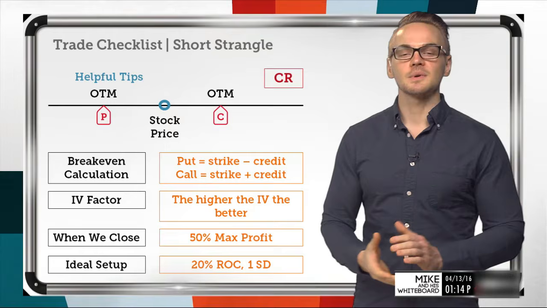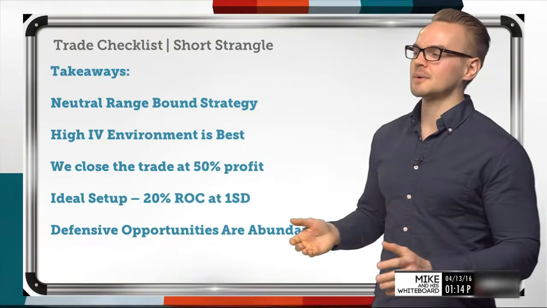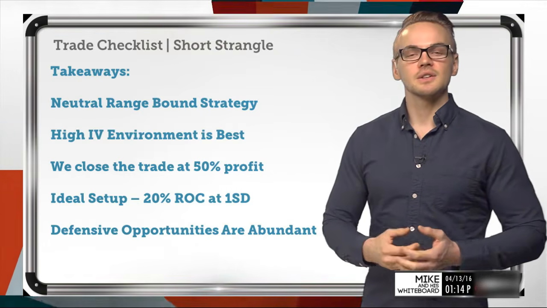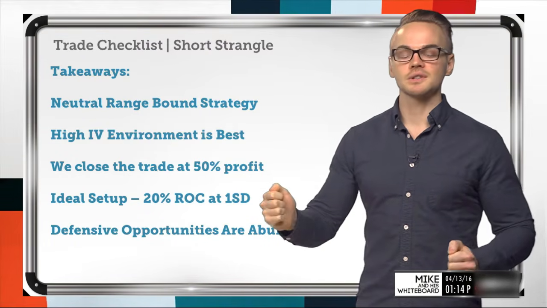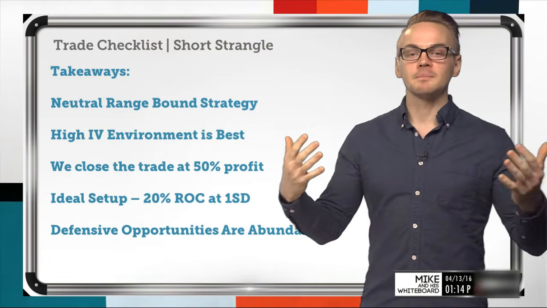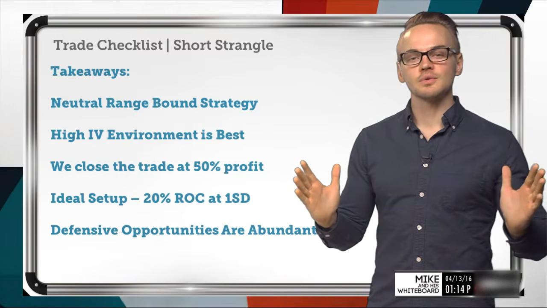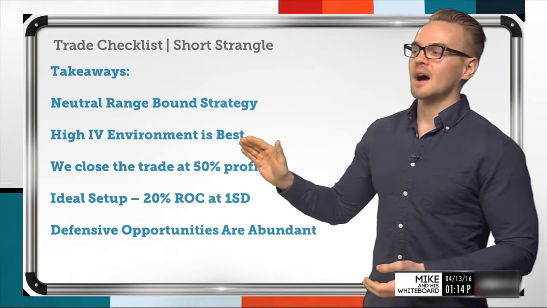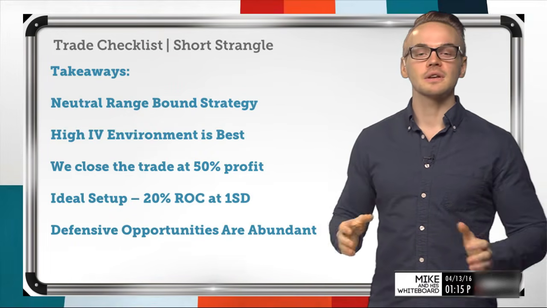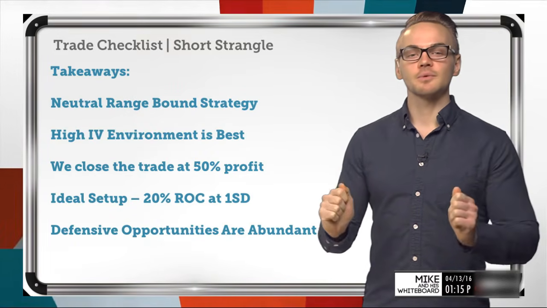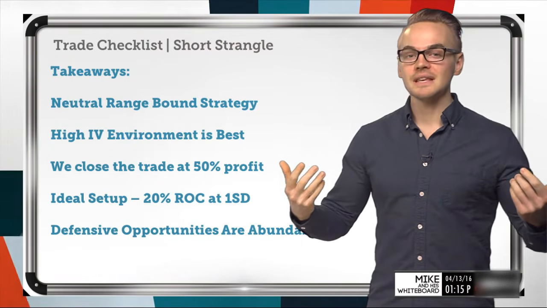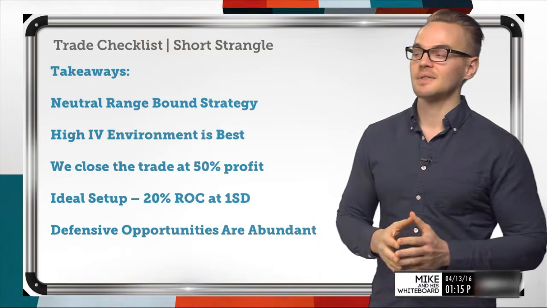But let's wrap all this together with some takeaways for you. The very first takeaway here with a short strangle is that it is a neutral range-bound strategy. So unlike selling just the put or just the call, when we sell those two together, that creates a directional battle between them. We're creating that neutral range where we can be profitable. A high IV environment is best not only because we can move our strikes further away if we're looking for a certain credit amount, but also because if we want to keep our strikes the same, we're able to collect a lot more, which of course moves our break-evens much further away, which is really the key with that.